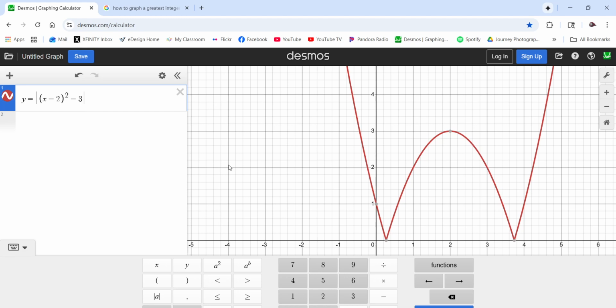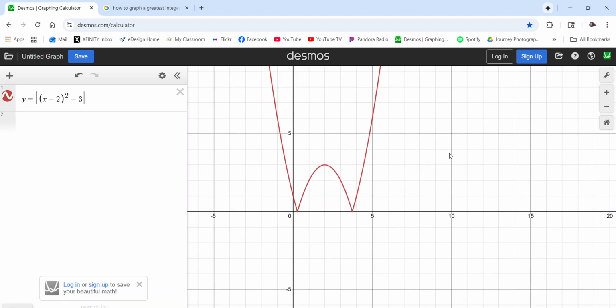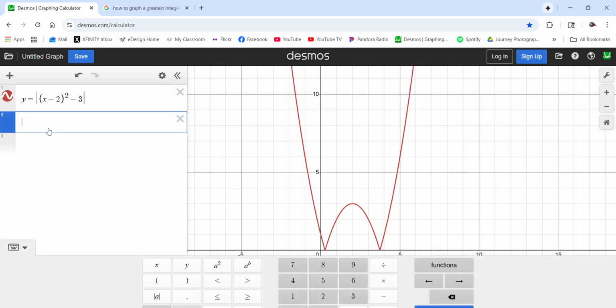Look at that. Why in the world did it do that? Because it's in absolute value, correct? So that means, can we have any negative y values? No. Tell you what, let's do this. Let's put this whole thing in again, but I'm going to put a plus 3. What do you think that's going to do?